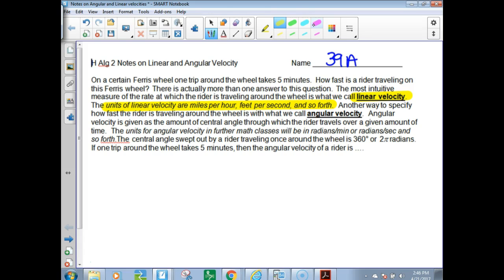Another way to specify how fast the rider's traveling around the circle is angular velocity. Of course, the wheel is a circle. So if we're talking about angular velocity, this is a new concept for us.